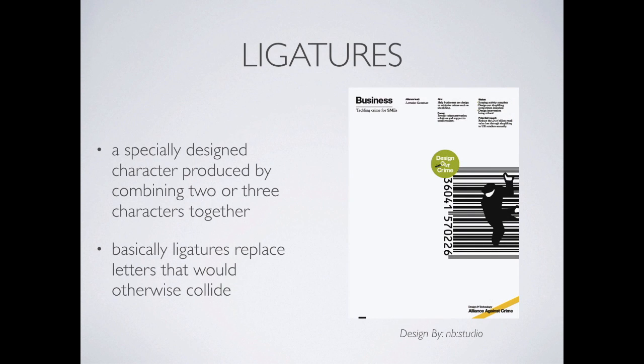Ligatures are specially designed characters that happen when we collide letters together. They replace the colliding letters. And this is really blatantly obvious if you look at how we would naturally write. So if I was writing my son's name, which is Bennett, I would naturally cross both T's as I write.